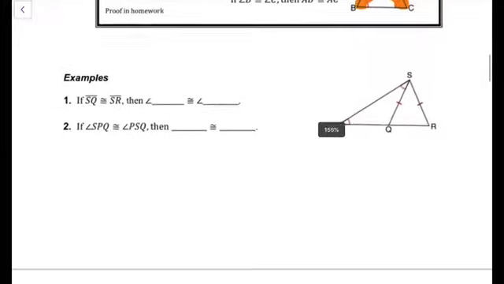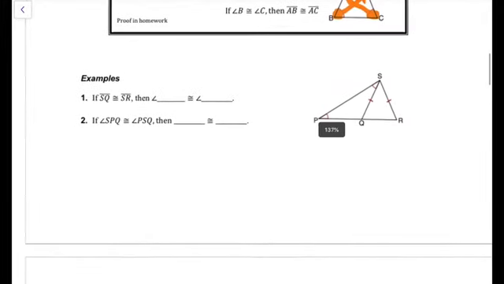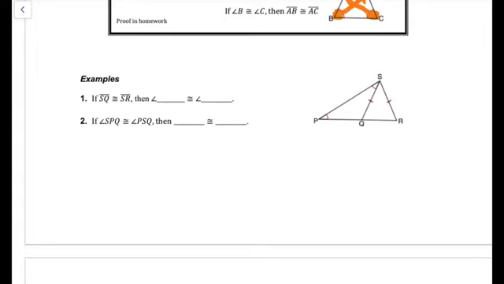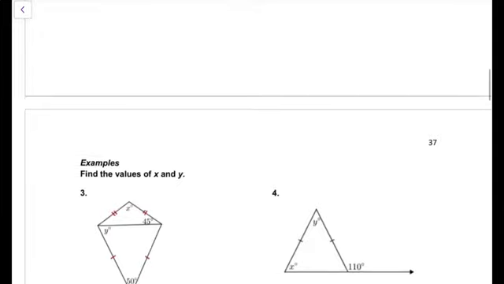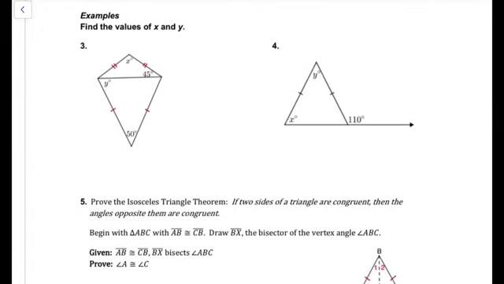I have SQ is congruent to SR. If those two sides are the same, the angles that are opposite those sides are the same. Angle Q and angle R are congruent. Okay, I've got angle SPQ is congruent to PSQ. And so since those two angles are the same, the opposite sides will also be the same. PQ is going to be congruent to QS by the converse of the isosceles triangle theorem.